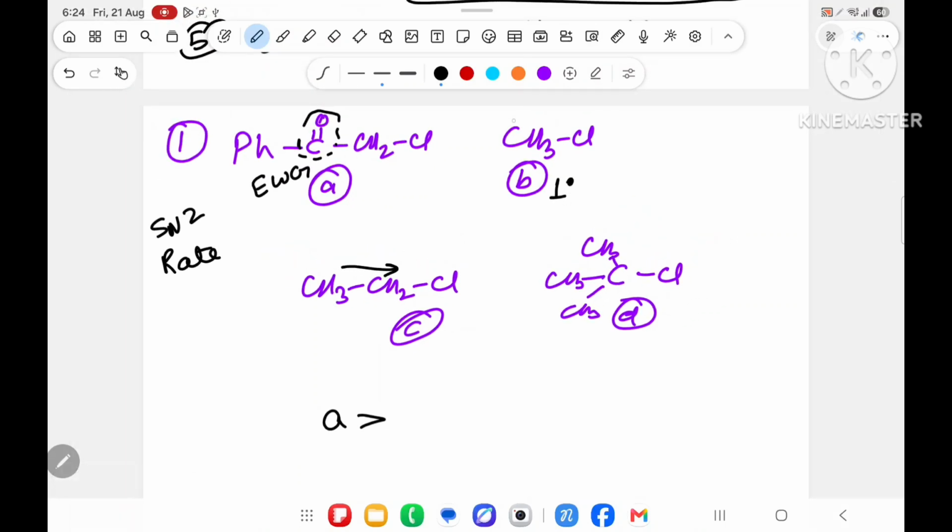See over here, plus I effect. Electron donating group. Over here, electron donating group. Over here, 3 sides electron donating groups. So I have told you that an electron donating group is not good for SN2, an electron withdrawing group is.